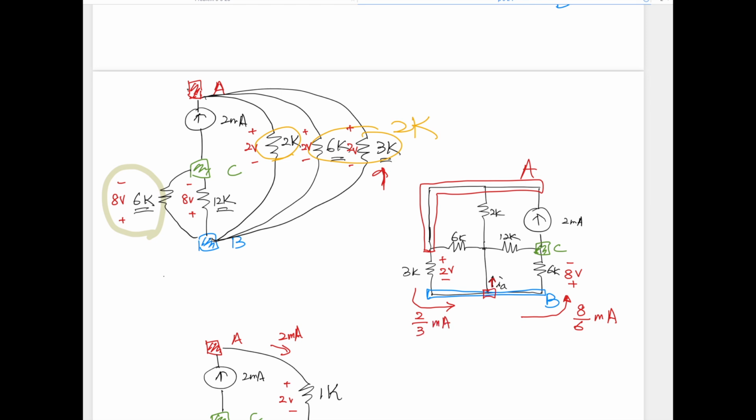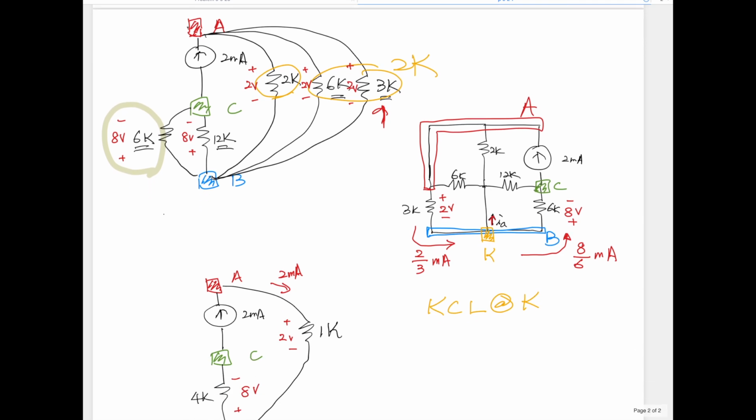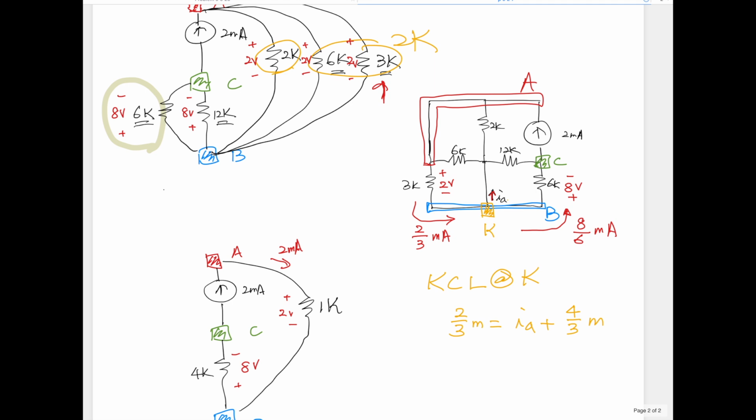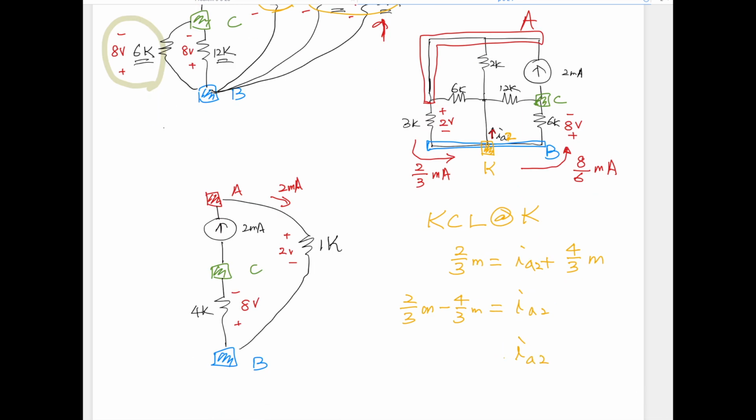Now let's do KCL at the node. Entering is only one, 2 over 3 milli equals leaving I sub A plus 4 over 3 milli. Therefore I sub A, we said I sub A2. I sub A2 is now 2 over 3 milli minus 4 over 3 milli, that is I sub A2 is now negative 2 over 3 milliamp.